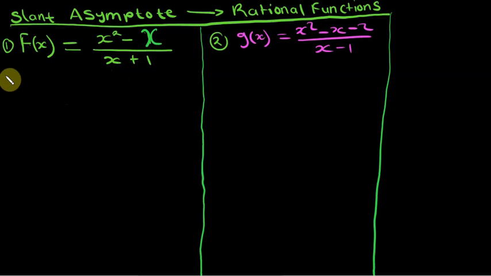The first thing we need to look at when we are sketching is the location of our vertical asymptote, which is located at the zeros of the denominator. So to get that, we equate the denominator to 0, and that gives us x equals minus 1 as the location of the vertical asymptote.